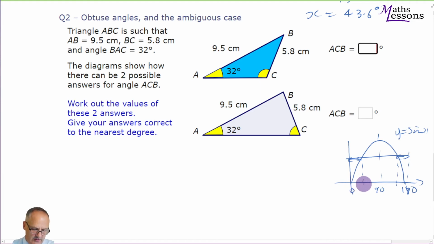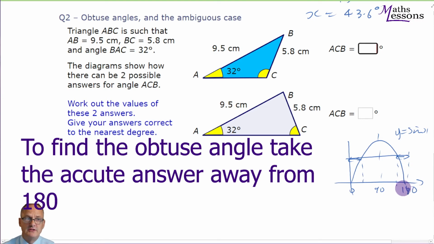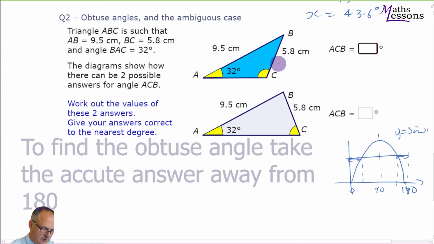When we get an acute angle answer, because that's what our calculator will give us, and we can quite clearly see the question has an obtuse angle, if we take our acute answer away from 180, we get our obtuse angle. So let's do that with this one here.